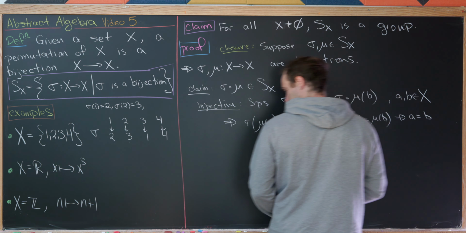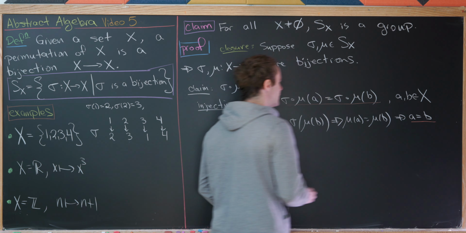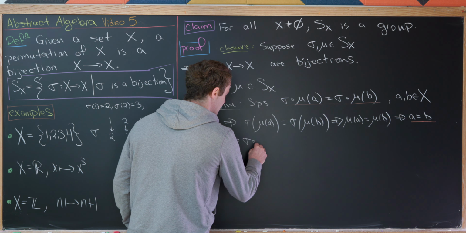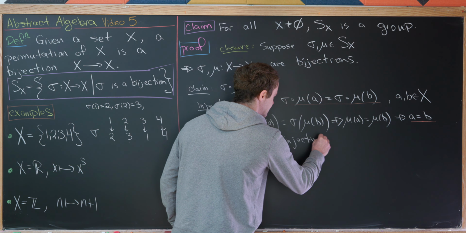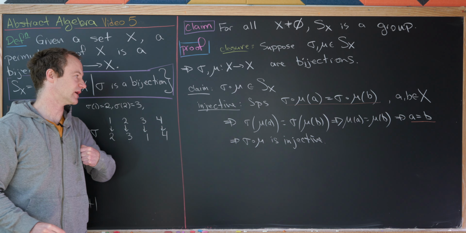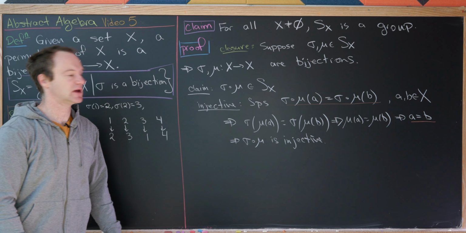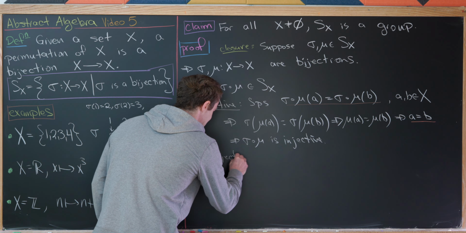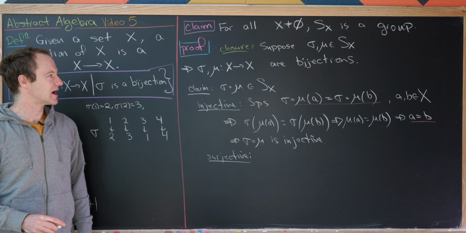So let's look at what we've done. We started with sigma mu evaluated at a equals sigma mu evaluated at b, and we ended with a equals b. That's exactly what we need for sigma composed with mu to be injective. Great. So that's the first part of showing that it is bijective. And if it's bijective, then it's in this set up here, S_X. Okay. So the next bit we need to do is prove that it is indeed also surjective. Okay, so how might we do that?